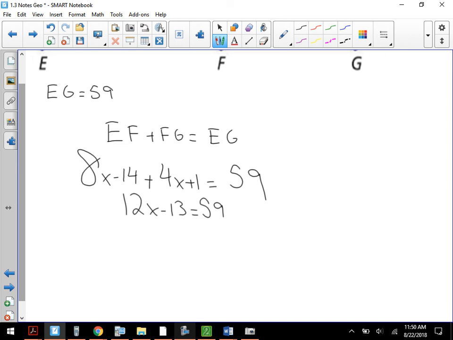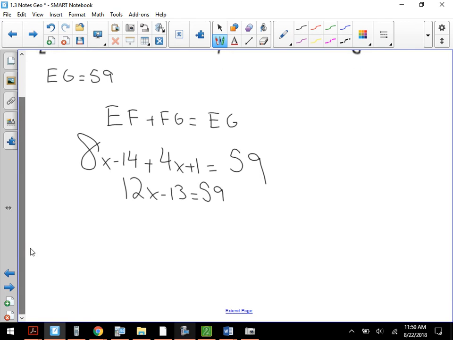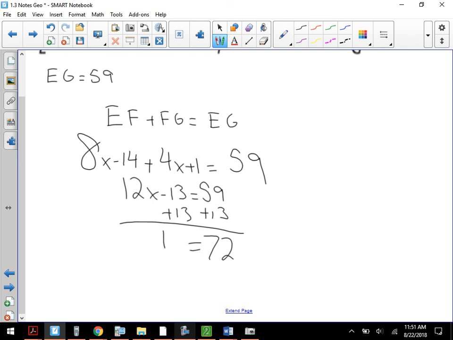Now you're back to a very straightforward two-step algebra problem. Working backwards from order of operations, what do you have to do? Add 13 to both sides. Excellent. So 59 and 13 is how much? And then what do I drop down on the other side? 12x. Good. That gives you how much for your value of x? 6. Now, here's where geometry gets to be a little bit different.